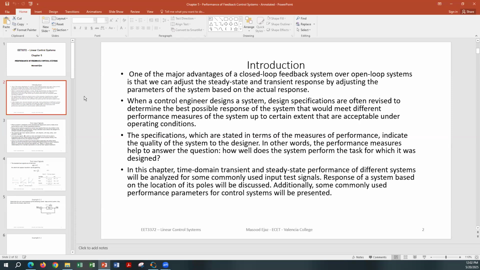So what we're going to do in this chapter: time domain transient and steady state performance of different systems will be analyzed. For some commonly used input test signals, the response of a system based on the location of its poles will be discussed. We're going to discuss what we mean by poles. Many of you are familiar with the term poles if you took DSP with me. It's the same thing again. DSP is pretty much the digital counterpart of what we are doing here in the analog domain. And we are also going to go over some of the important performance parameters by which the system response is measured.